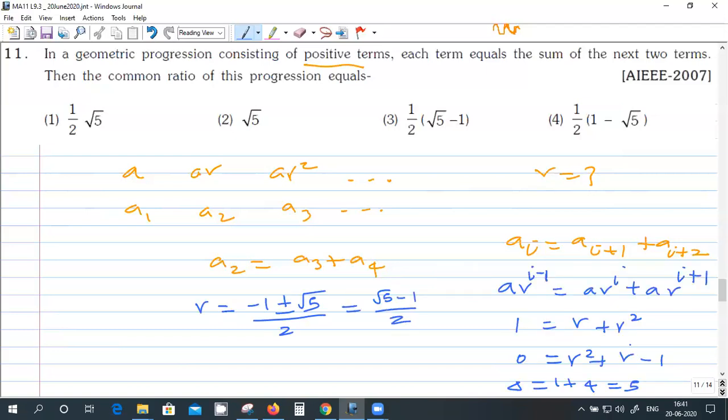Are you following this step? Yes, sir, I got it. So what is the answer? C, 3. From this you can write in terms of A and R. So A will cancel and you'll get this one, and then you have to solve for R. The important thing is the terms are positive. If R is negative, the terms will alternate in sign. So R has to be positive, so you have to take the positive sign here, because root 5 is 2 point something. If it is minus root 5, R will be negative.